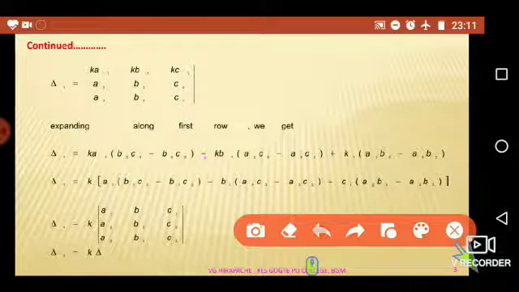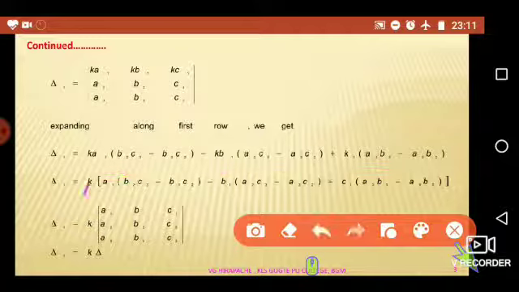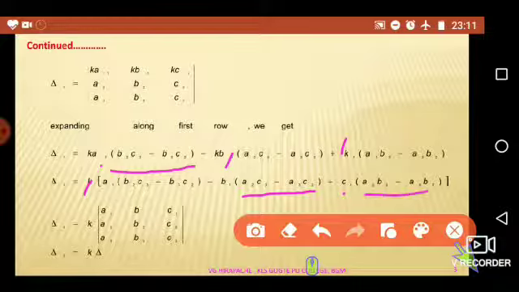If you observe, in delta 1 there is a common k in the value of the determinant. Let me take the common constant k outside. We are left with a1 into b2 c3 minus b3 c2, minus b1 into a2 c3 minus a3 c2, plus c1 into a2 b3 minus a3 b2.